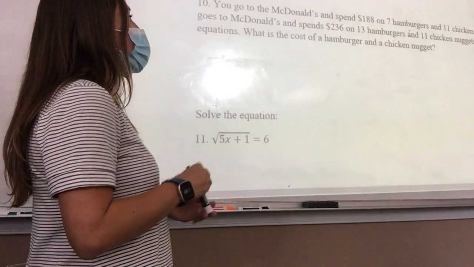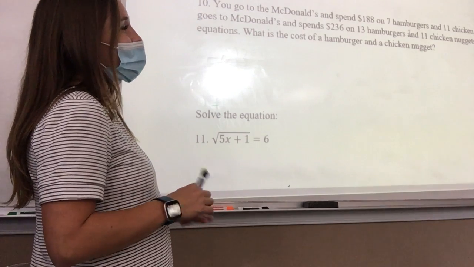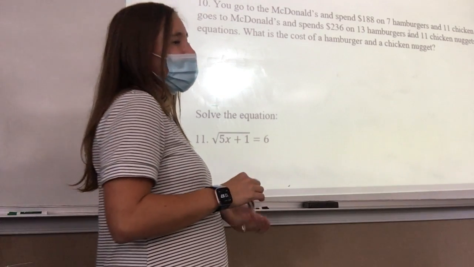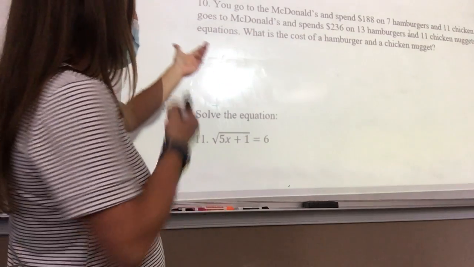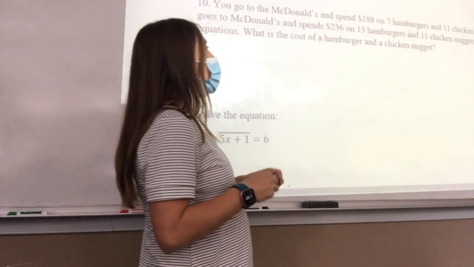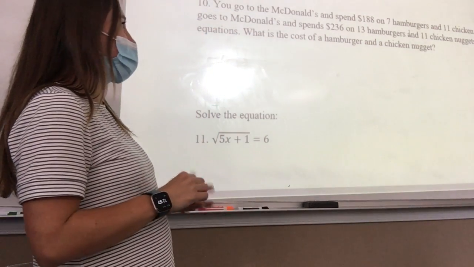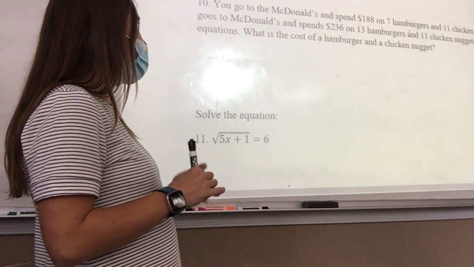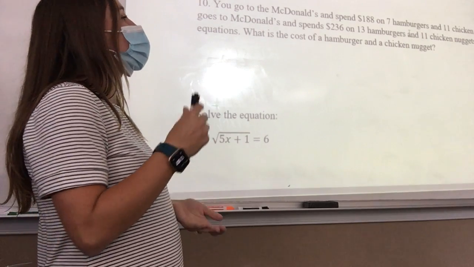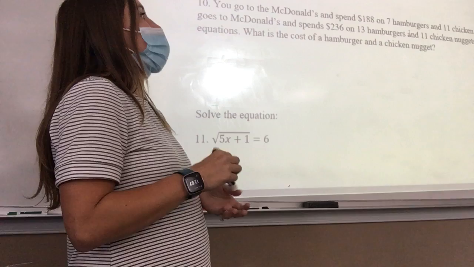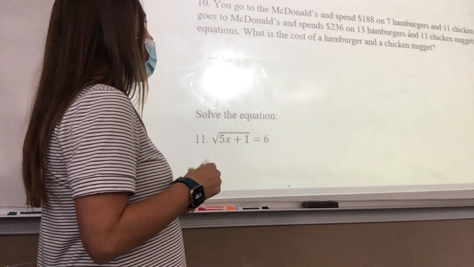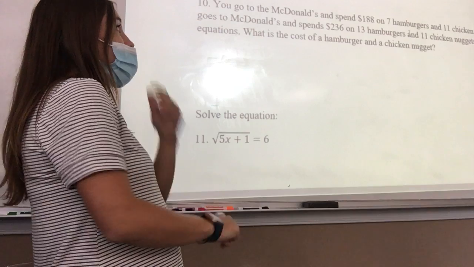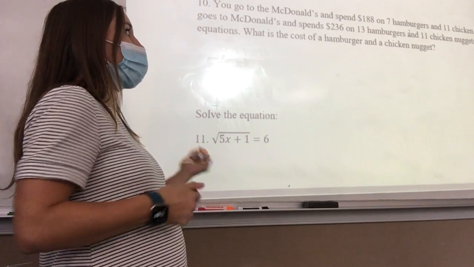You go to McDonald's and spend money. The answers that go with this are so extremely high for hamburgers, and sorry about it in advance. Okay, you go to McDonald's and spend $188 on 7 hamburgers and 11 chicken nuggets. Your friend goes to McDonald's and spends $236 on 13 hamburgers and 11 chicken nuggets. Set up a system of equations. What's the cost of hamburgers and chicken nuggets?